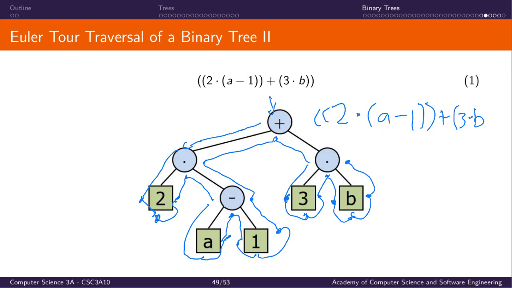We visit the parent from the right, it's internal, we print that right or closing parentheses. We go to the parent of that, which happens to be our root. Again, it's internal, so we print that right parentheses.